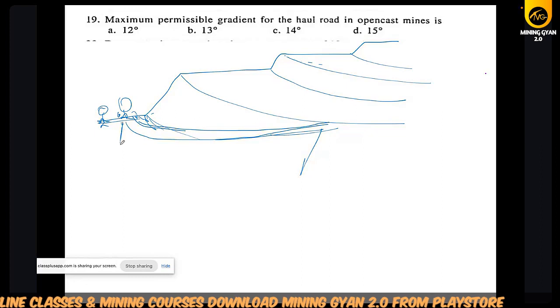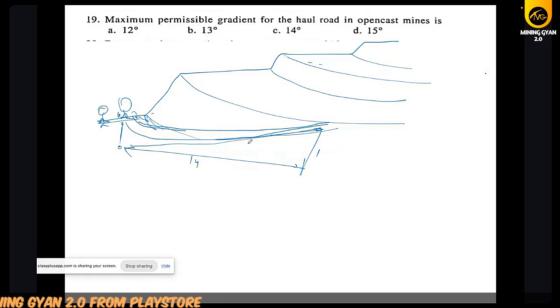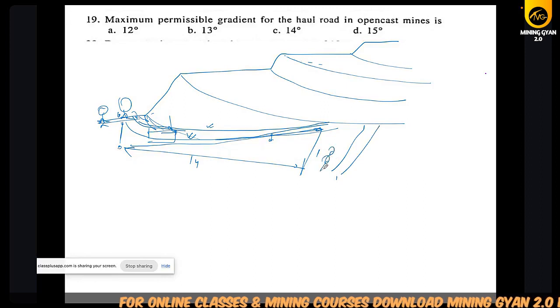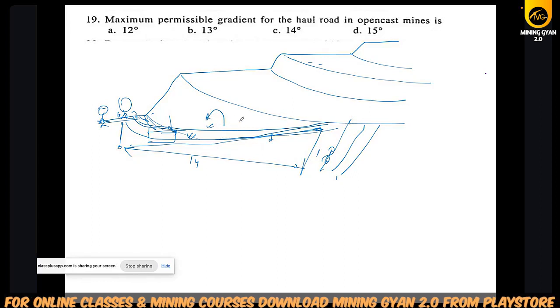So for 14 meters it should increase by 1. So the ratio should be maintained. If the gradient is less, then the cost of the working will be decreased, and your dumper and your other machinery will not overheat, or they will be cost effective. If you have created the road very steep, then sometimes they will not climb up, or some material will fall, or the cost of the diesel will be increased.